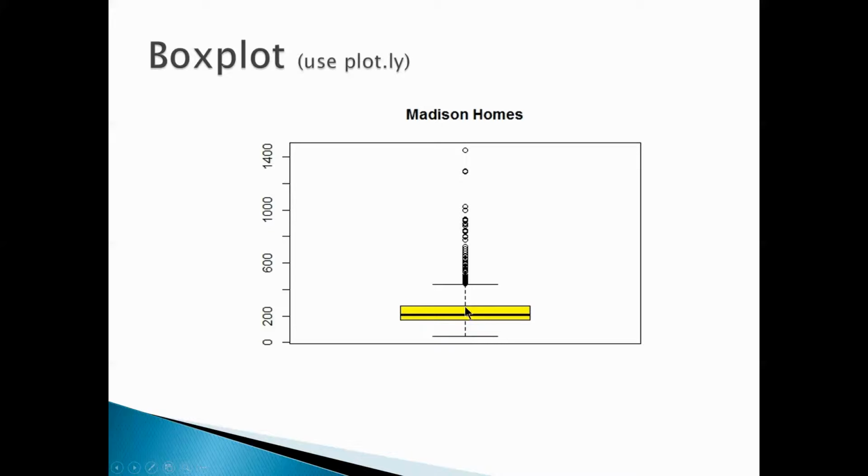This line at the top here, which comes in at, I don't know, maybe $300,000 almost, tells us that 75% of the houses cost less than $300,000. So the bottom line is the 25% mark, the thick line is the 50% mark, the top line is the 75% mark. Down here, this one represents the very cheapest house. It's hard to say where it is, under $100,000 for sure.